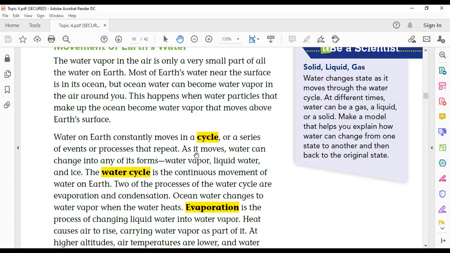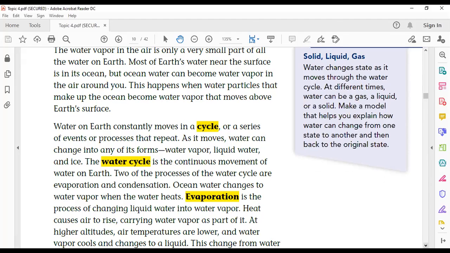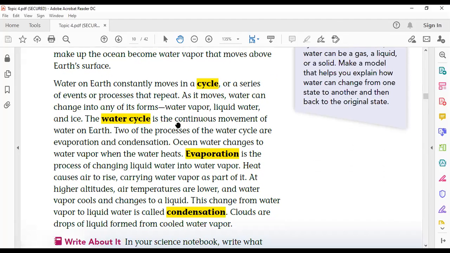Water also has a cycle. As it moves, water can change into any of its forms: water vapor, which is a gas, liquid water that we drink, and ice, or solid. So in the water cycle, the water can move or change from water vapor, liquid water, and ice. So what is the meaning of the water cycle? It is the continuous movement of water on Earth.